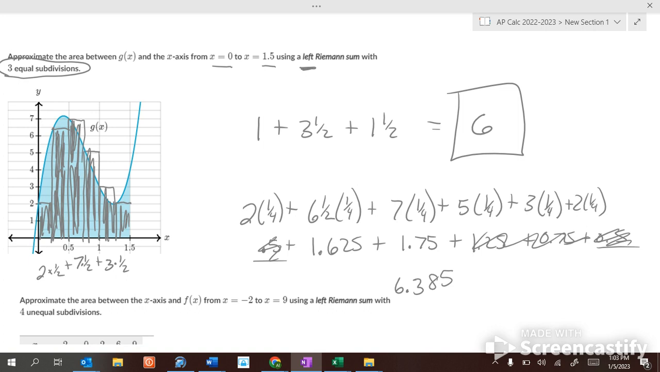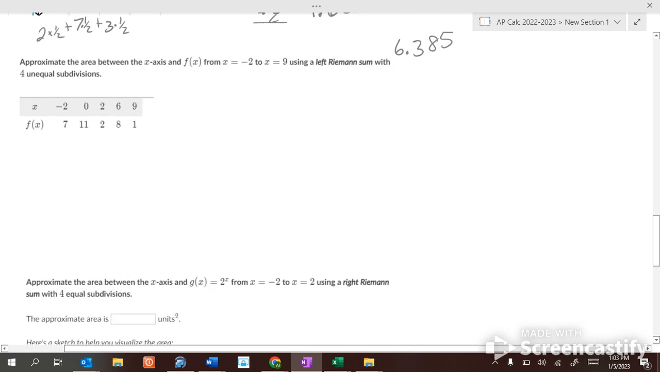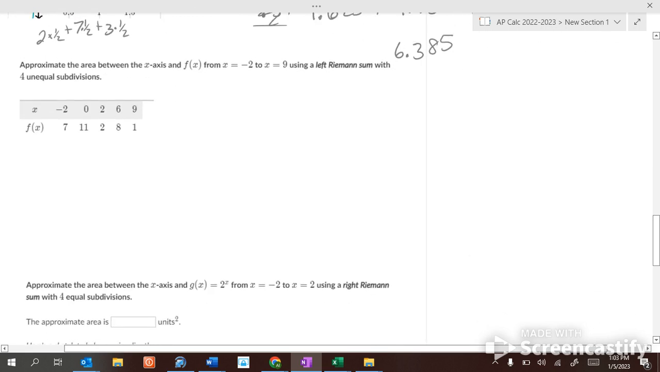And we could even divide them up more and more and more, which you will discover that we will do in the future. But we're just using that many subdivisions right now.